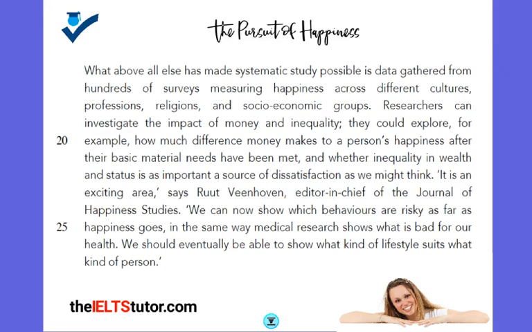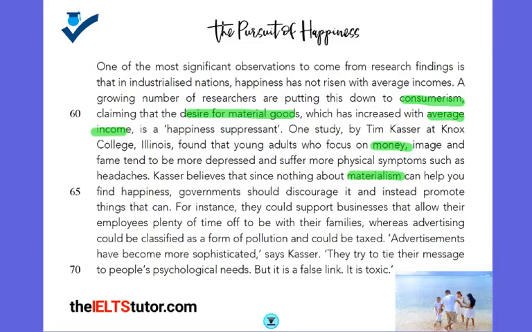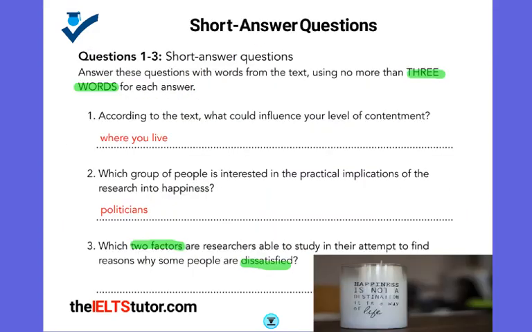Okay, so that's 1 minute up. If you're able to identify the 2 factors as money and inequality, I think you have got the answer right here. So researchers can investigate the impact of money and inequality to be able to find out why some people are unhappy, or the source of dissatisfaction. Okay, so we can put the answer down in 3 words as money and inequality.